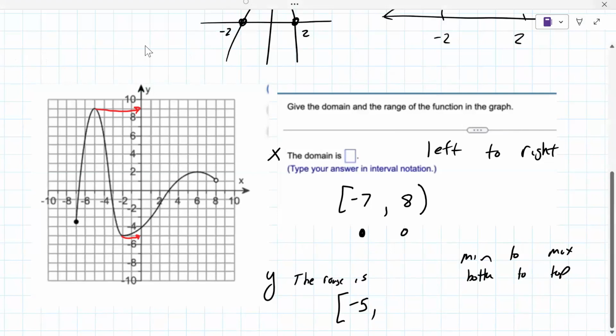There is 9. Is it included? Yes, it is, because it's this continuous line here. Okay.